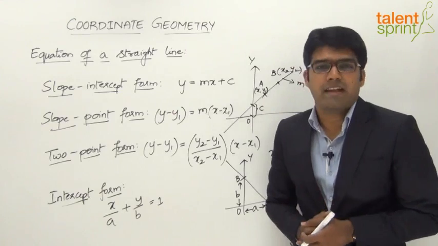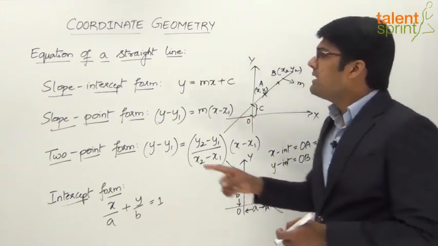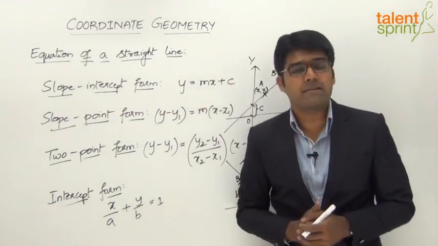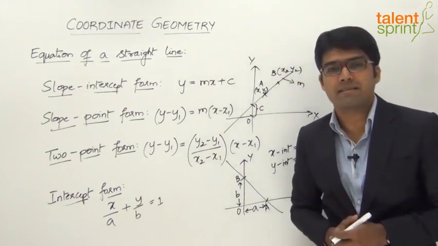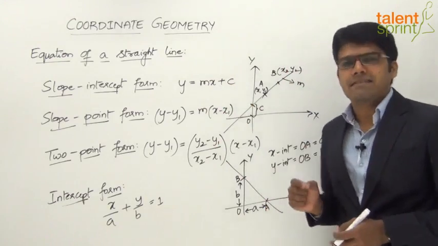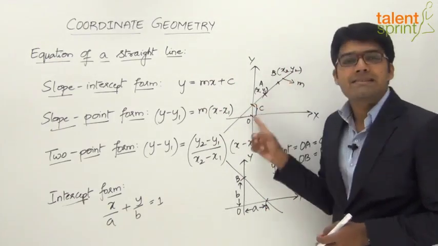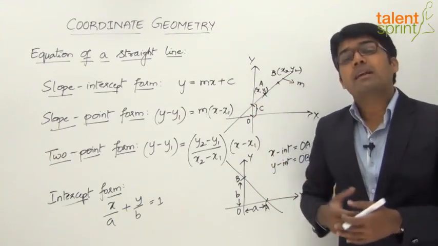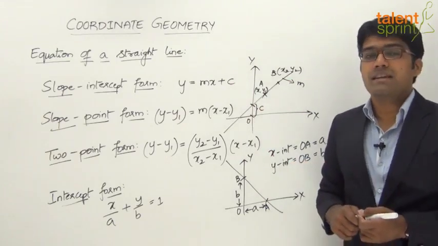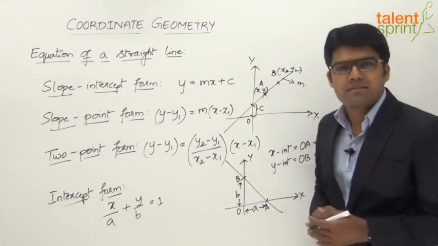Now before we move ahead, let us take a special case of one of these forms, and that is the slope-intercept form. We know that the equation of a line in slope-intercept form is y equals mx plus c, where m is the slope of the line and c is the y-intercept, that is the distance between the origin and the point where the line cuts the y-axis. Now what happens if the y-intercept c is equal to 0? What do we understand when the y-intercept is 0? Let's look at this with the help of a simple graph.